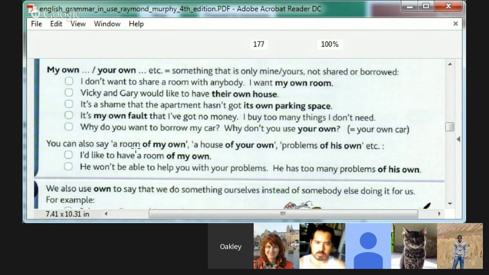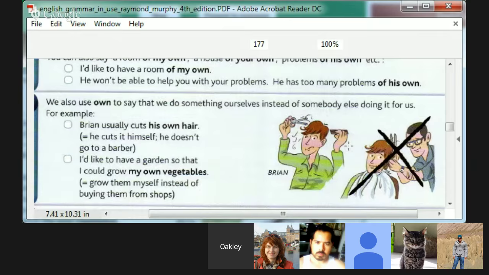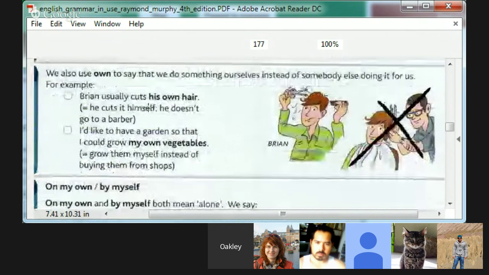Lots of common phrases: room of my own, house of your own, problems of his own. He has too many problems of his own. We can also use "own" to say that we do something by ourselves instead of somebody else doing it. For example, Brian usually cuts his own hair. Again, we're using it to show emphasis, not with somebody else, not shared. I'd like to have a garden so I could grow my own vegetables. The idea is you grow them all by yourself instead of buying them from a shop.